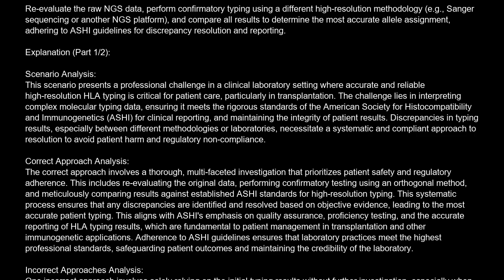This aligns with ASHI emphasis on quality assurance, proficiency testing, and the accurate reporting of HLA typing results, which are fundamental to patient management in transplantation and other immunogenetic applications. Adherence to ASHI guidelines ensures that laboratory practices meet the highest professional standards, safeguarding patient outcomes and maintaining the credibility of the laboratory. Incorrect approaches analysis. One incorrect approach involves solely relying on the initial typing results without further investigation, especially when discrepancies are noted.